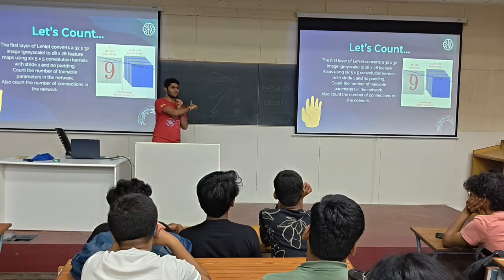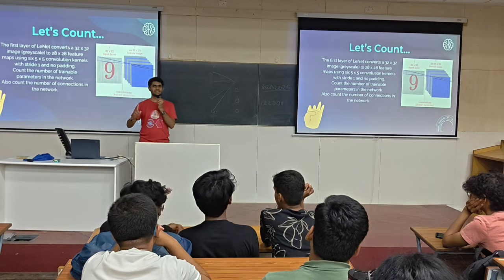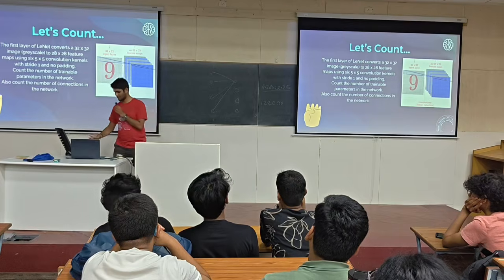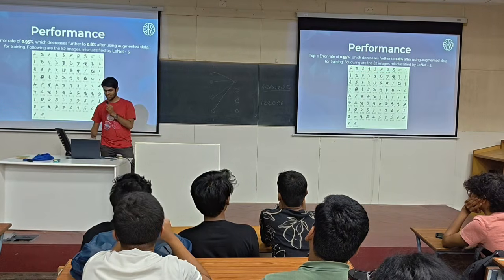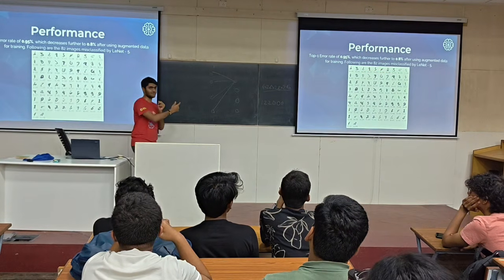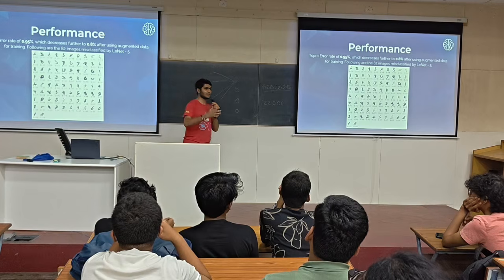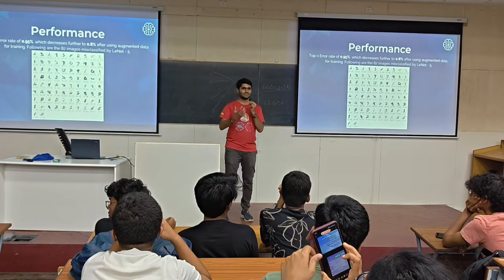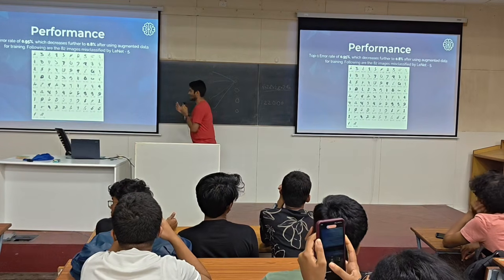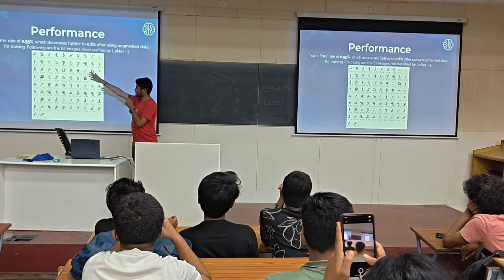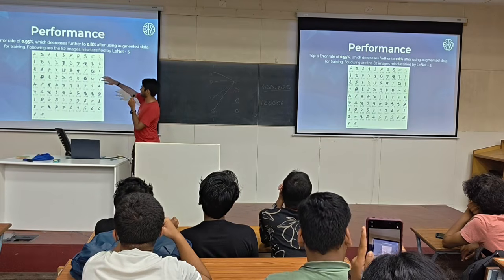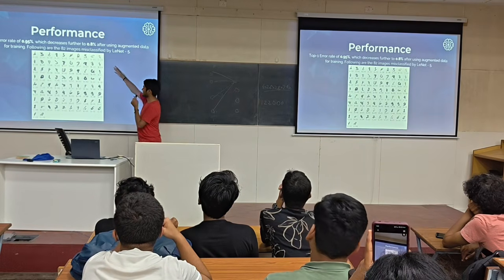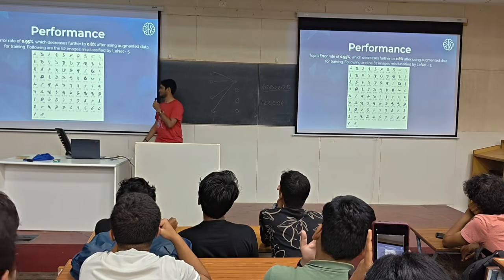And this was the revolutionary idea which changed how people looked at neural networks. This is how the term comes: convolutional neural networks, neural networks that contain convolutions, so CNNs. And the performance was very good. Top one error rate of 0.95%. So out of 10,000 images, only these 82 images were misclassified.